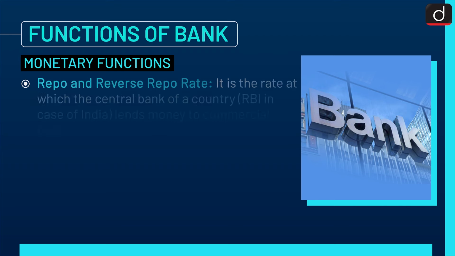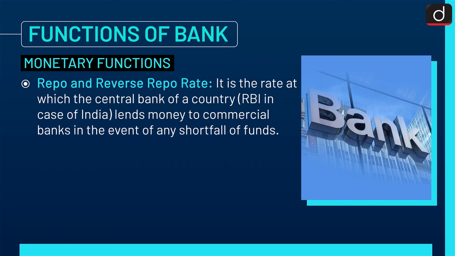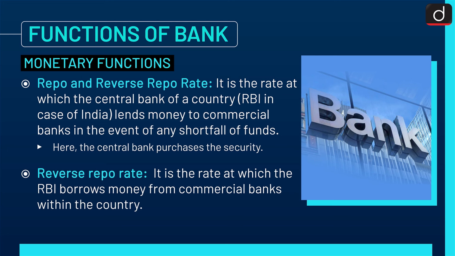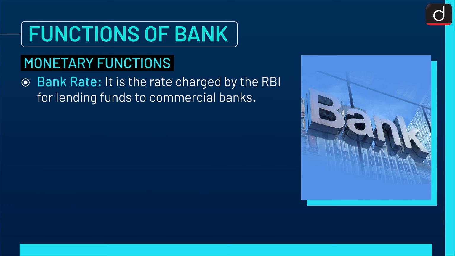First is monetary functions. Repo and reverse repo rate. It is the rate at which the central bank of a country, RBI in the case of India, lends money to commercial banks in the event of any shortfall of funds. Here the central bank purchases the security. Reverse repo rate. It is the rate at which the RBI borrows money from commercial banks within the country. Bank rate is the rate charged by the RBI for lending funds to commercial banks.